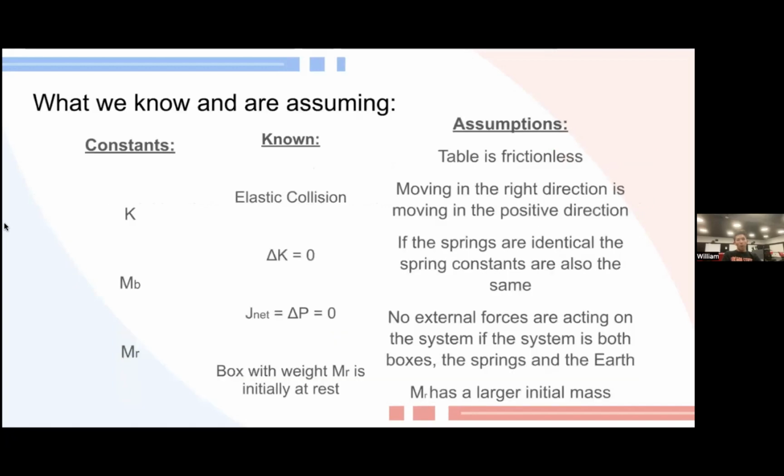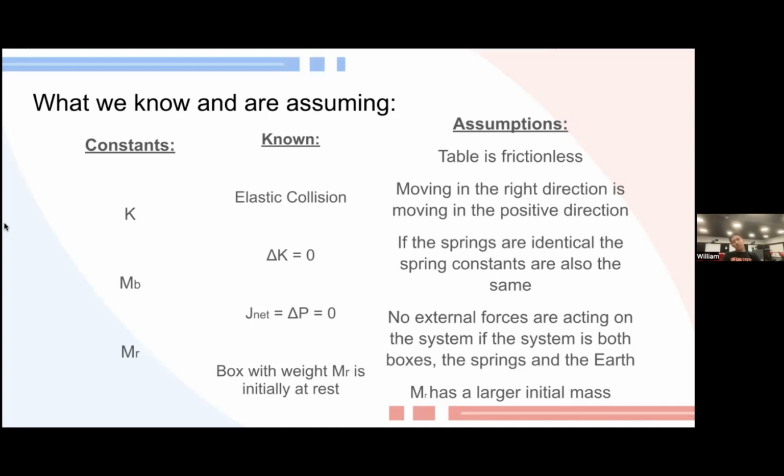So what we know and what we are assuming. For this problem, our constants are going to be K, the blue block, and the red block. K is our spring constant, and then the mass of the blue block and the mass of the red block. We know this is going to be an elastic collision. We know that the change in kinetic energy is 0, and the change in potential energy is also going to be 0. The red box is initially at rest.